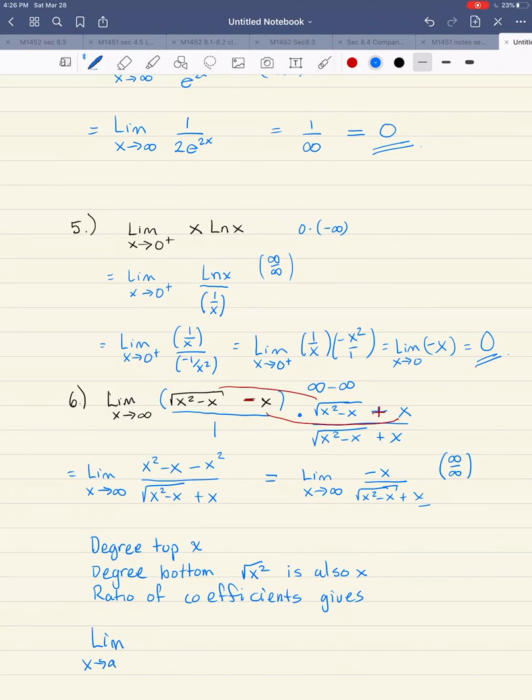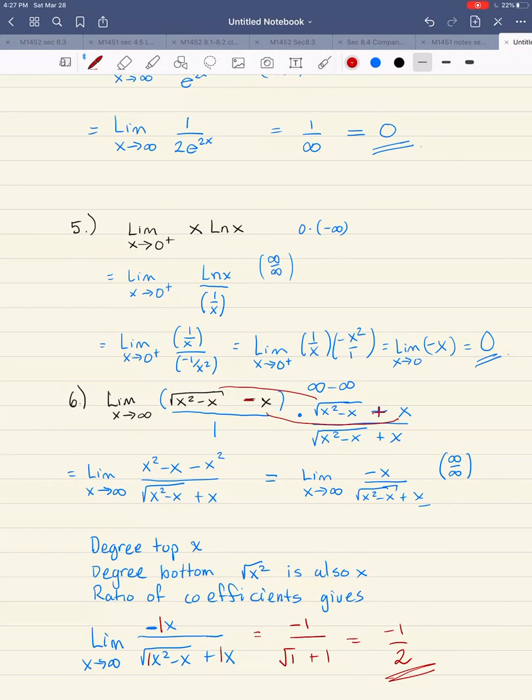It's going to give that our limit is equal to, let's see, I've got a minus x here, a square root of x squared here, that minus x is a lesser term, and that x. So the coefficients I'm looking at are here, here, and here. And so we get a negative 1 on top, a square root of 1 on the bottom, and then that 1. But the square root of 1 is 1, so I get my limit is negative 1/2.